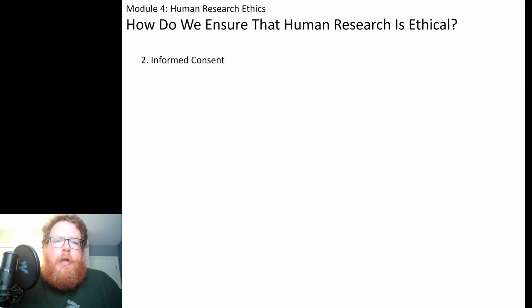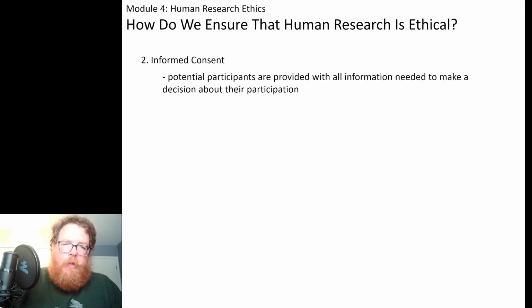Number two, in terms of how do we ensure that research is ethical, is we need to ensure informed consent, right? So we need to make sure that not only are the people voluntarily participating in our study, but that they are consenting to be in our study because we've provided them with all the necessary information for them to make that decision. So the basic idea here is that potential participants have to be provided with all the information needed to make a decision about their participation.